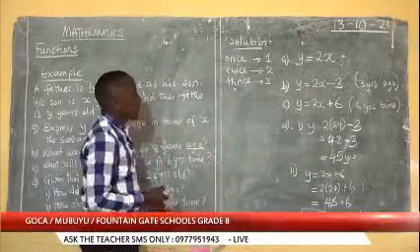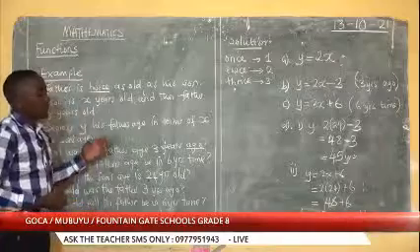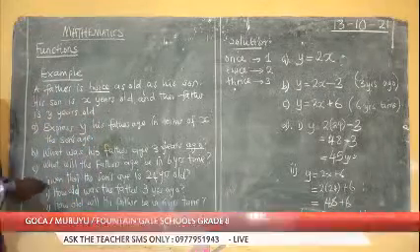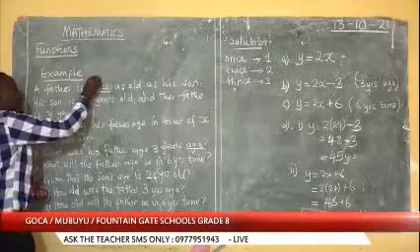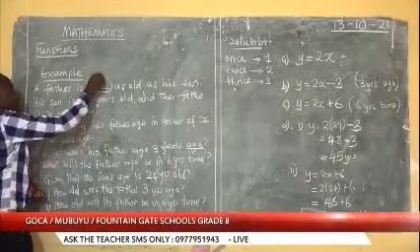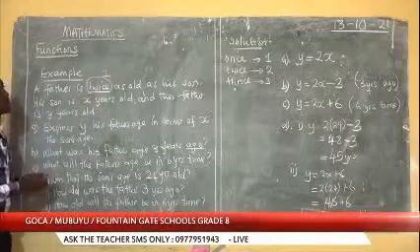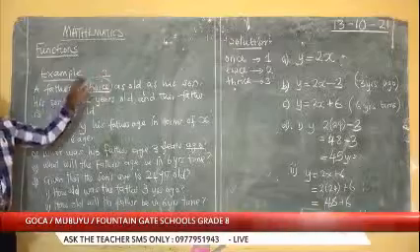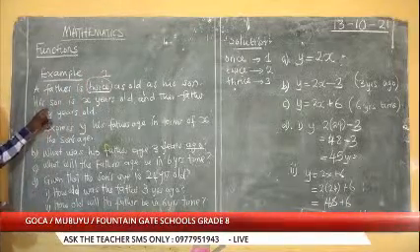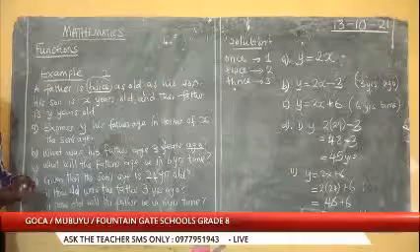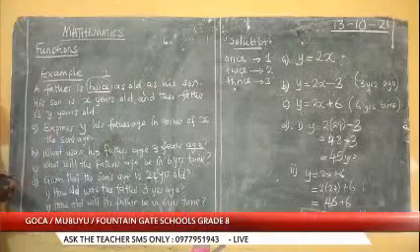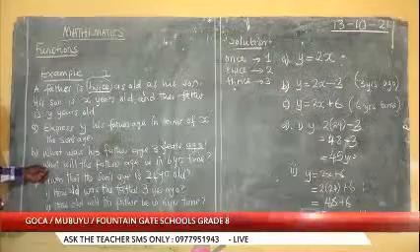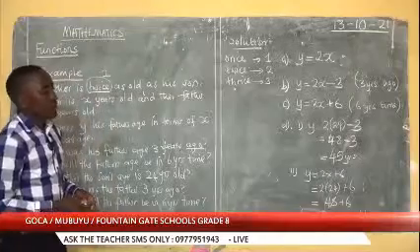What we have done here is use the fact that the father is twice as old as the son. The moment you come across the word twice, we mean 2 times. So the father is 2 times as old as the son. Now we are saying that the son is x years old and the father is y years old.